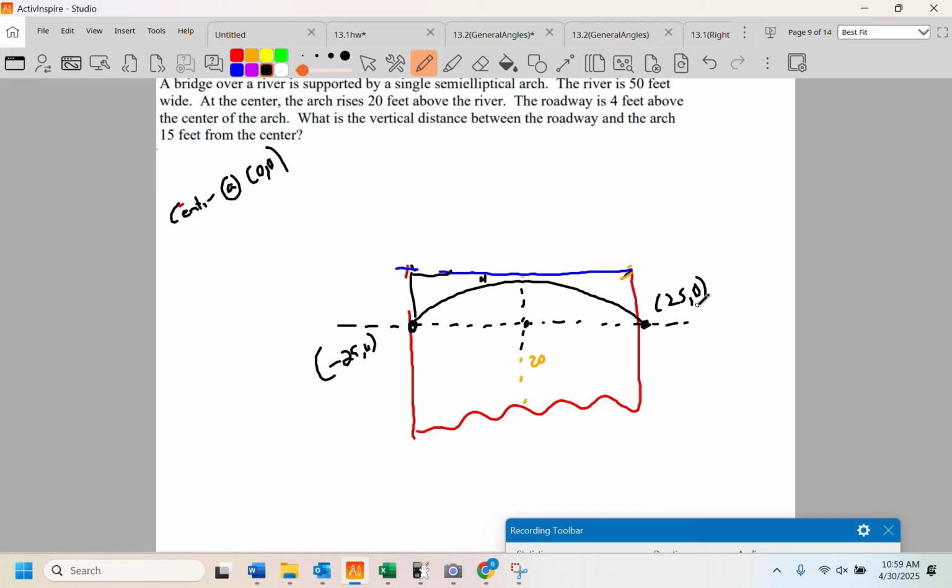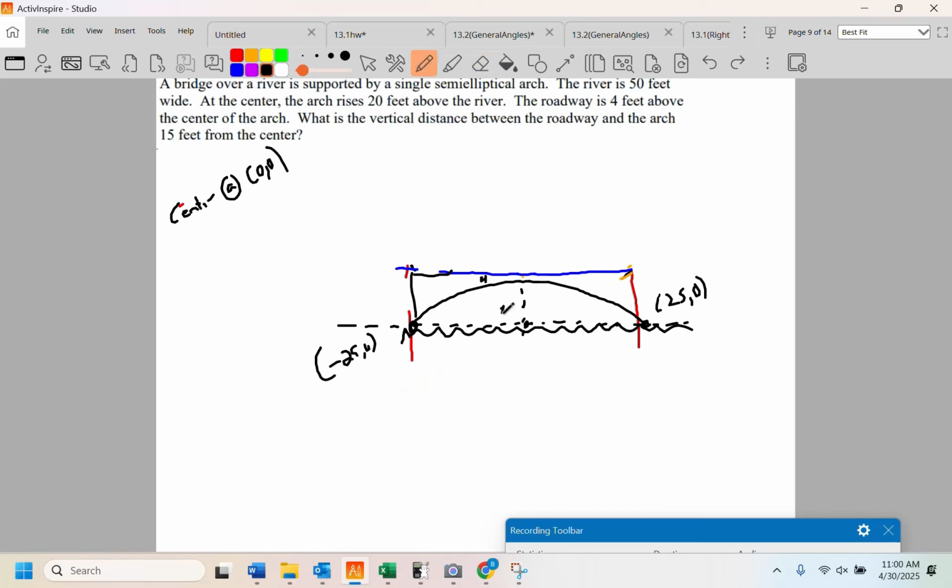It'd be cool if I knew how many feet above the river this thing is. I wonder if the author is implying that it looks more like this, that this is where the water level is. I bet they are. I bet that's exactly what they're doing. So that's the only way that what I've drawn would make any sense to me.